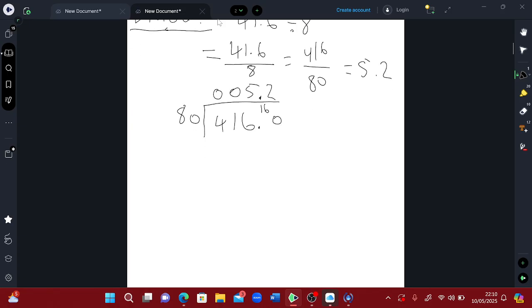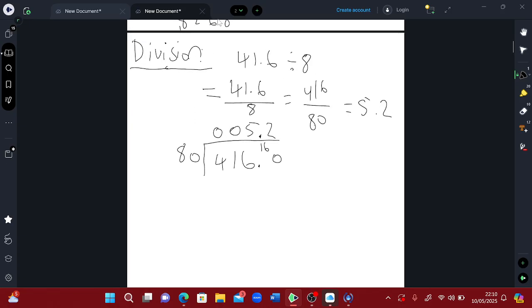Okay. I really strongly do recommend converting to a fraction first to see where the decimals are. But if not, again, you could say in powers of 10. So this is 416 times 10 to the minus 1, because we moved one decimal point to the left, divided by 8. And well, 8's a whole number, so we don't have to do anything.